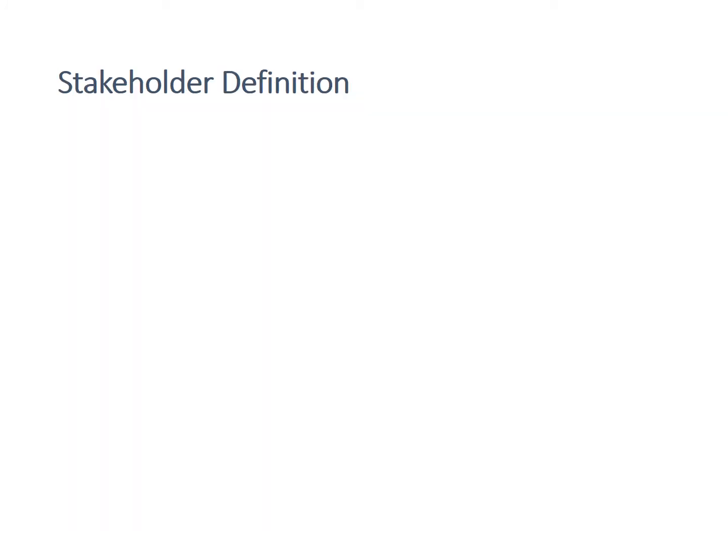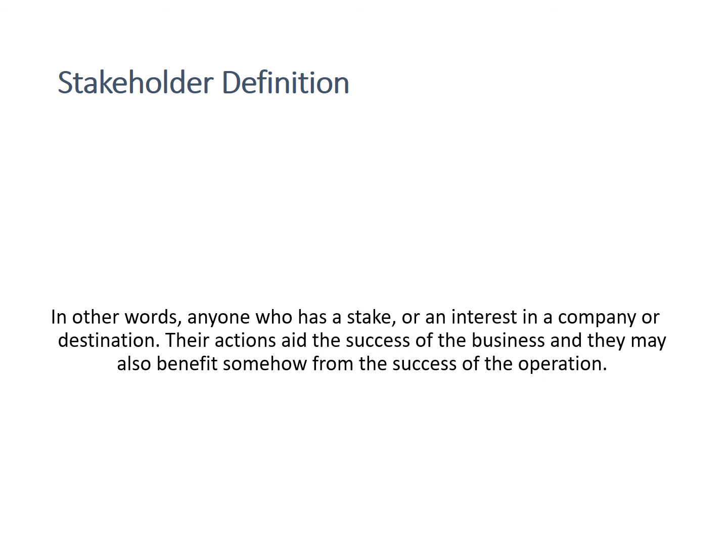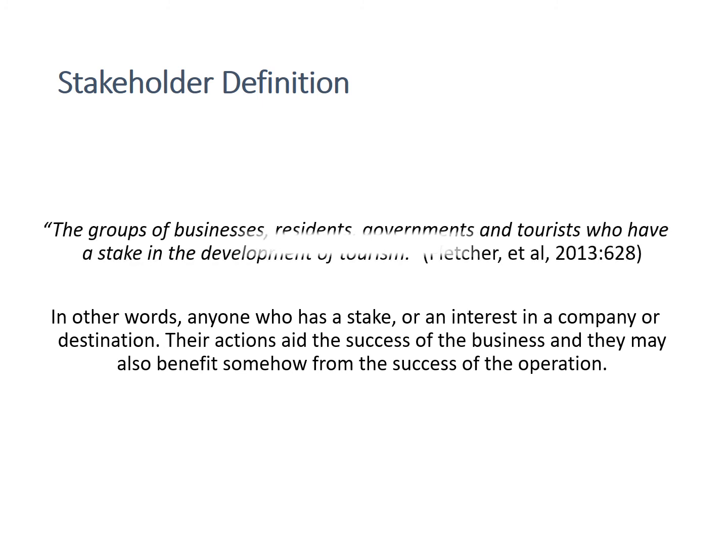Stakeholder definition. In other words, anyone who has a stake or an interest in a company or destination. Their actions aid the success of the business, and they may also benefit somehow from the success of the operation. So these are the groups of businesses, residents, government and tourists who have a stake in the development of tourism. Fletcher 2013.